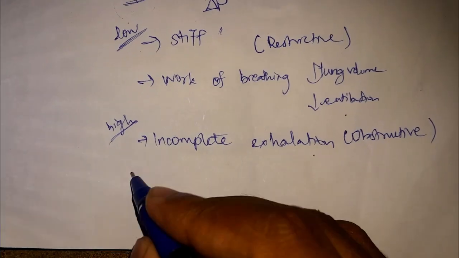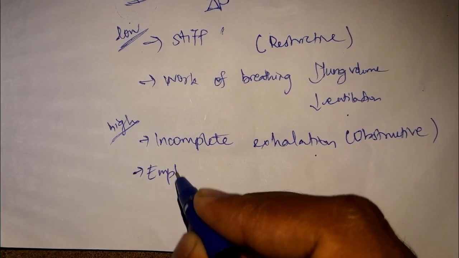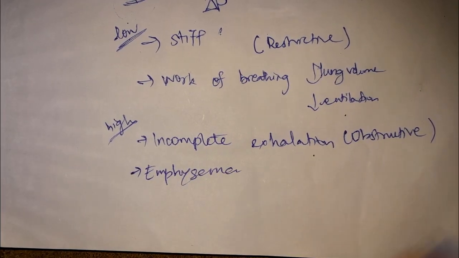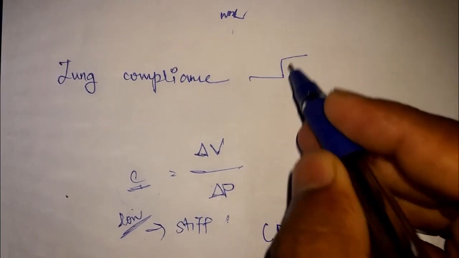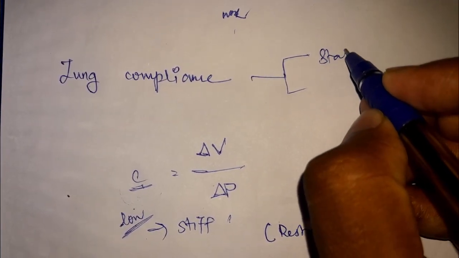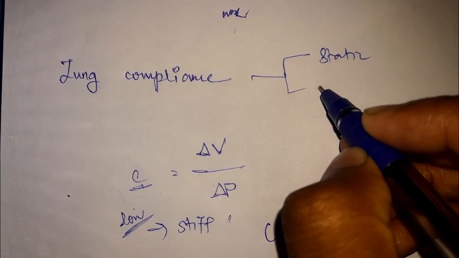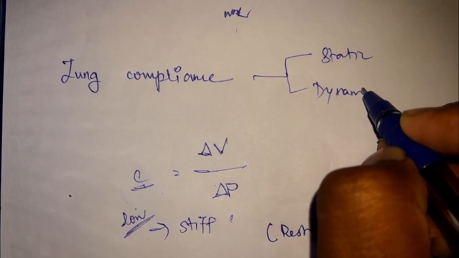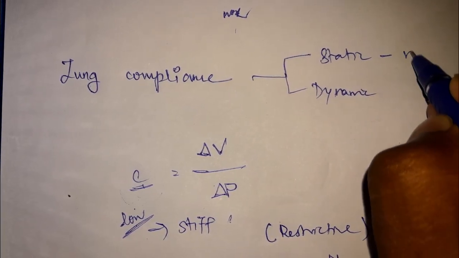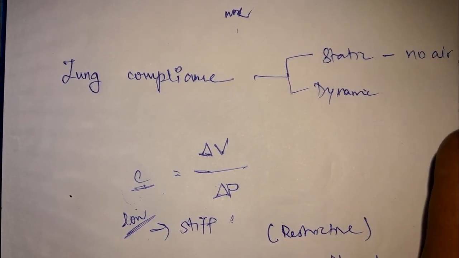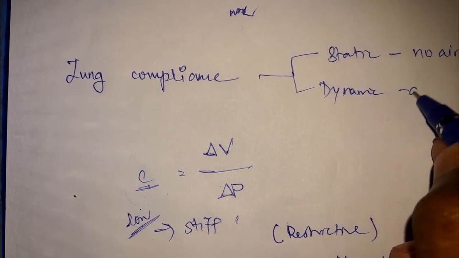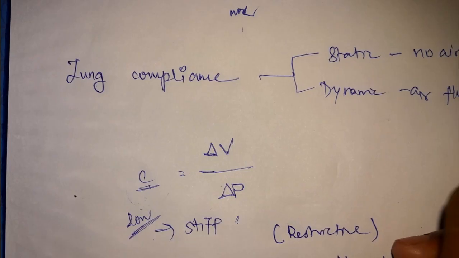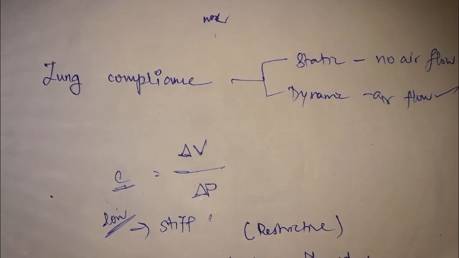For example, in emphysema the lung compliance is high. We also measure lung compliance in two different ways: static lung compliance and dynamic compliance. Static means we measure when there is no airflow. Dynamic means we measure when airflow is present.